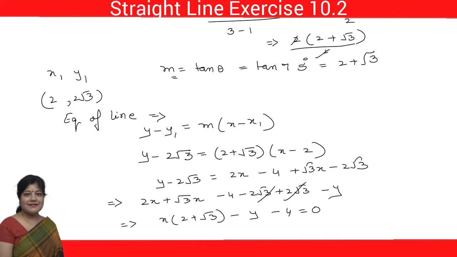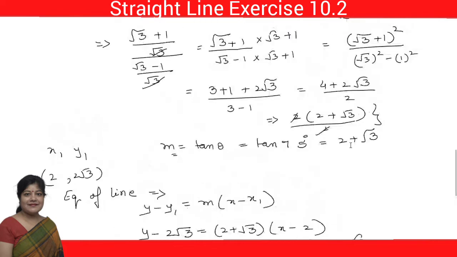It may be possible that they can't rationalize them. They only use this one, root 3 plus 1, root 3 minus 1. So we can also use this as a slope. Okay? Yes, ma'am. We get the same equation.